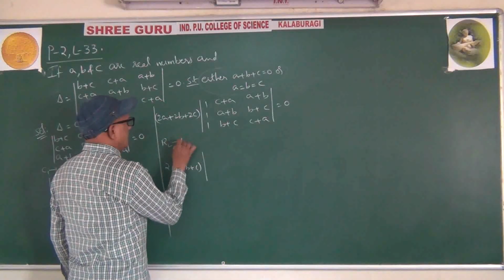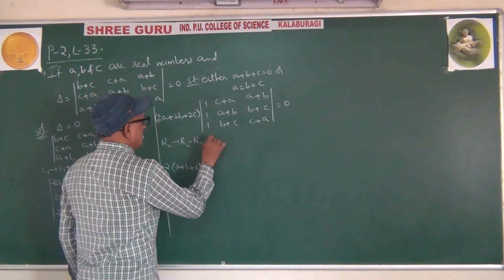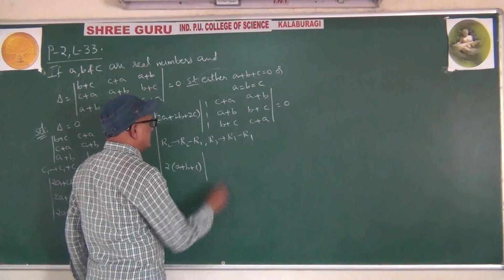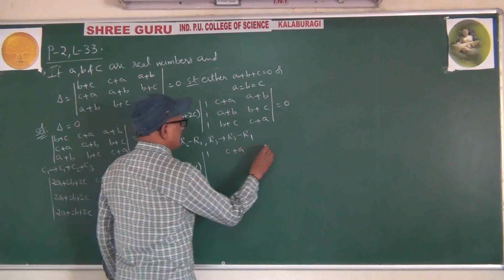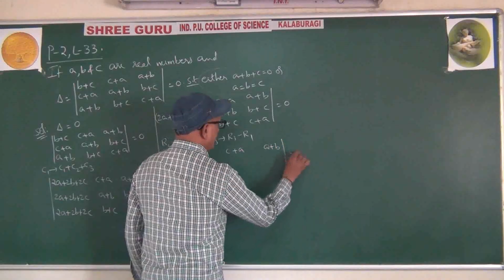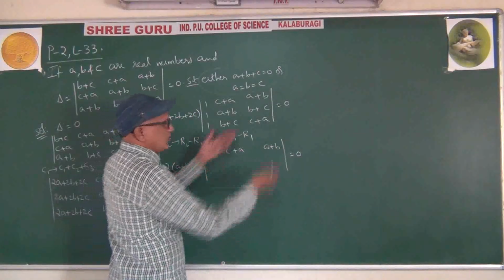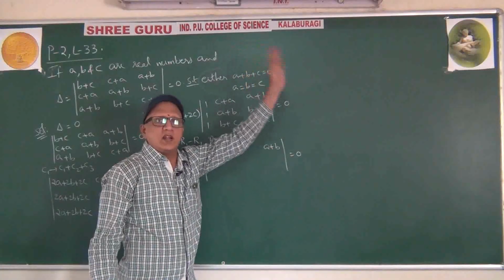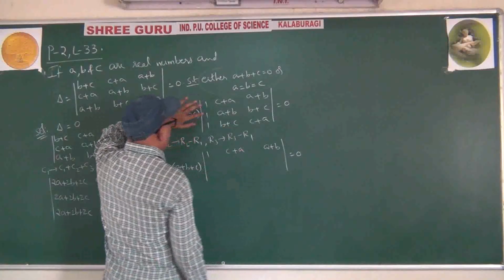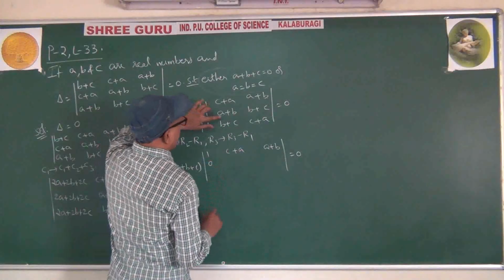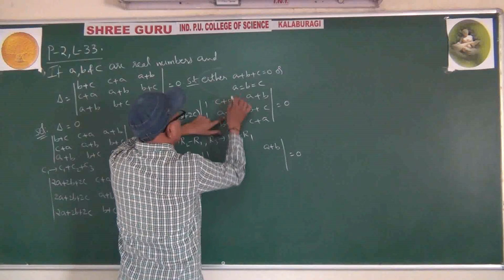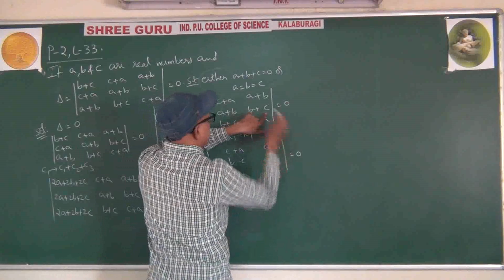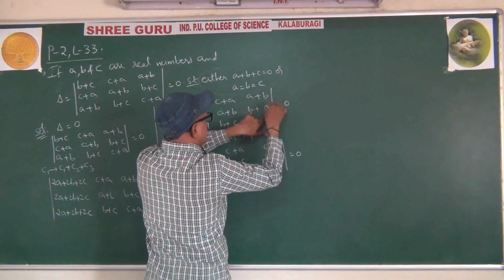So R2 we are changing like R2 minus R1, R3 we are changing like R3 minus R1. First row will be as it is. Second row minus first row. You try in rough, you will definitely get it. R2 minus R1: 1 minus 1 is 0. a plus b minus c minus a, a minus a cancels, b minus c. Then b plus c minus a minus b, b minus b cancels, c minus a.